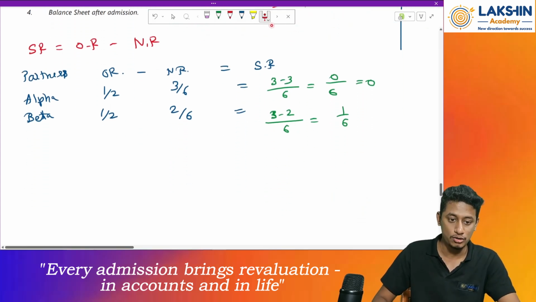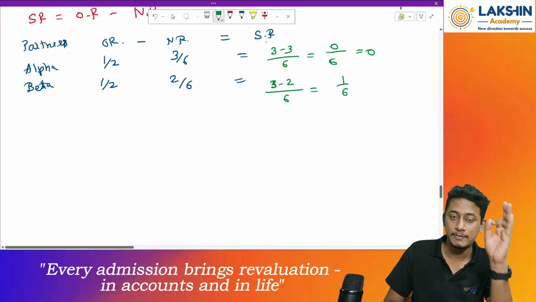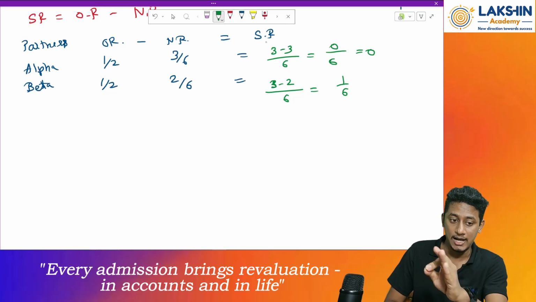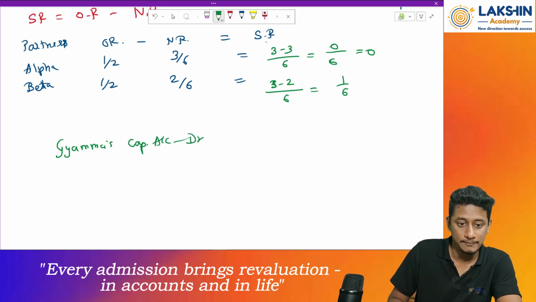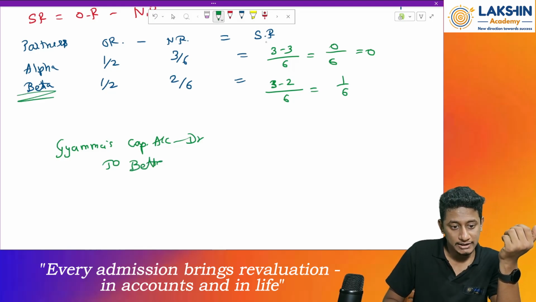So now what to do? Now I need to pass the journal entry. How to pass the journal entry? The journal entry will be: gaining partner's capital account debited to sacrificing partner's capital account. Who is gaining over here? Gamma is gaining, right? Gamma's capital account debited to sacrificing partner. Who is sacrificing? Only Mr. Beta. So Mr. Beta's capital account credited.